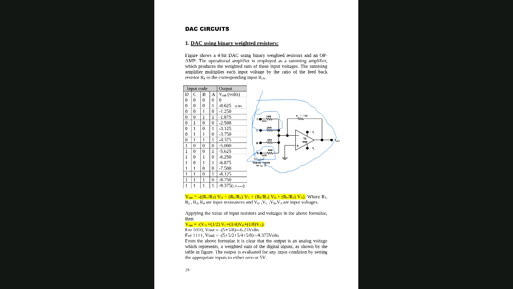Okay. So anyways, come back here, please. I'm discussing here now the binary weighted resistor. We will inshallah discuss, brother Abdullah, at the end. If you have any question, we can discuss.